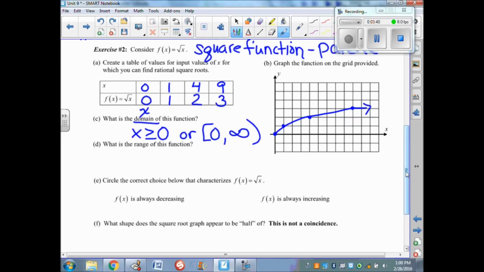So what's the range of this function? We know that the range is our y value, so how high and how low does this function go? The lowest point is 0. So y is greater than or equal to 0, because as it continues to the right, it does continue up to positive infinity. Or in interval notation, we'd say 0 to infinity.